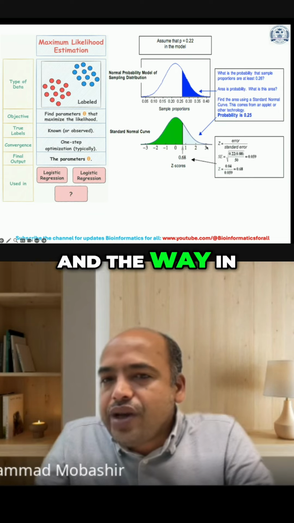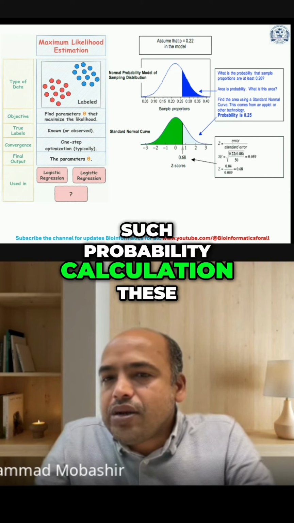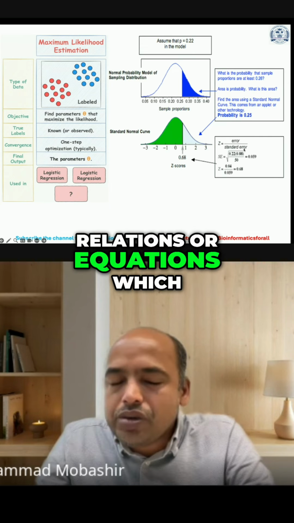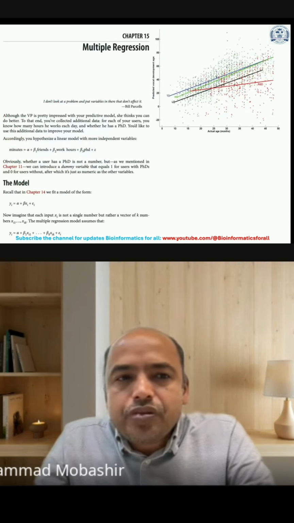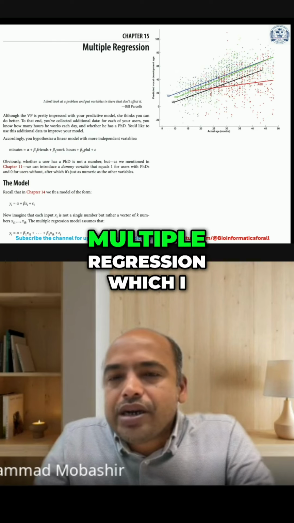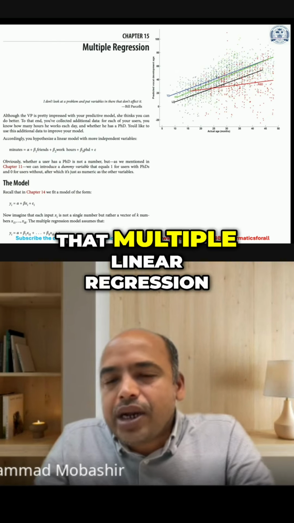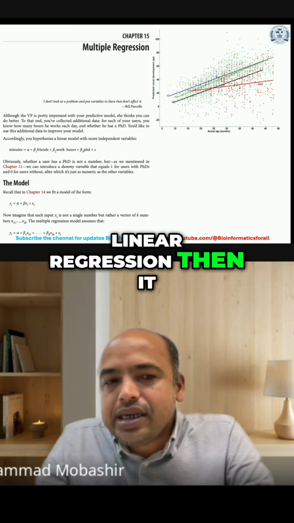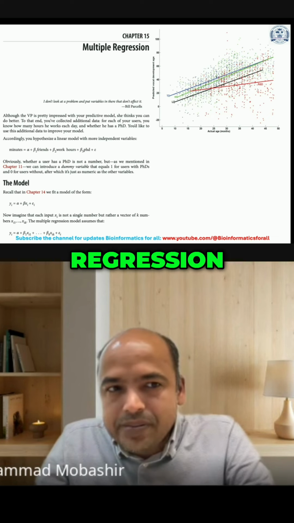And the way in which you can go for such probability calculation, these are the simple mathematical relations or equations which you can use. Now, it comes to the multiple regression, which I have explained earlier. Multiple linear regression, you need to understand linear regression, then it comes to multiple linear regression.